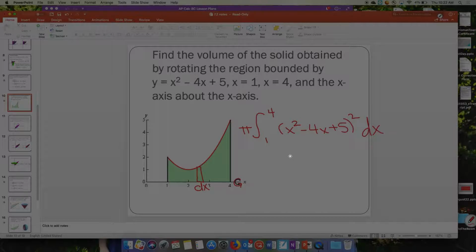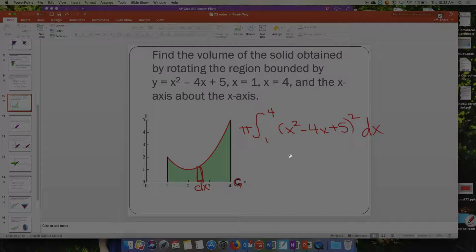Well, it doesn't matter which axis we're rotating about. If we draw a rectangle whose thickness is sitting along the x-axis, we have thickness dx. So no matter how we rotate this, we're integrating with respect to x. If we rotate about the y-axis, which we'll do tomorrow, we have shells.